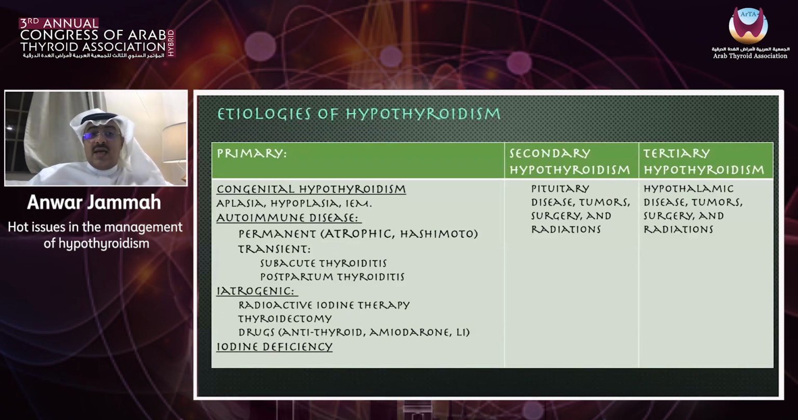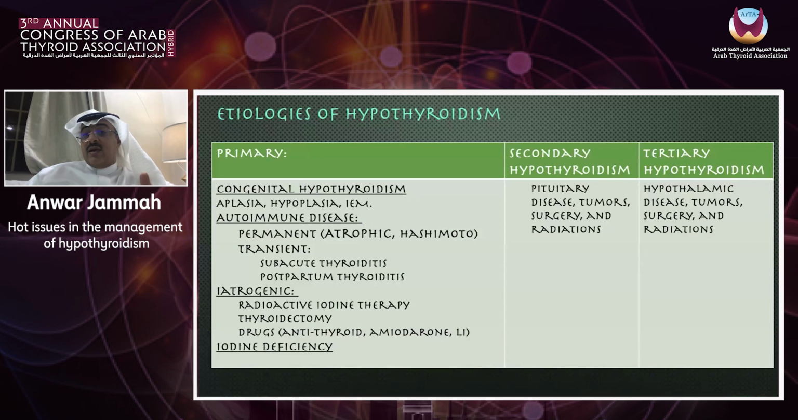So you have congenital hypothyroidism, like aplasia or hypoplasia, or inborn error of metabolism. And we have autoimmune disease, which is the most common, either permanent, like atrophic thyroiditis or Hashimoto thyroiditis, or transient, like subacute thyroiditis or postpartum thyroiditis. And we have iatrogenic causes, related to the medication that we give to the patient, either anti-thyroid drugs, thyroidectomy, or radioactive iodine. Iodine deficiency is still one of the causes of hypothyroidism.